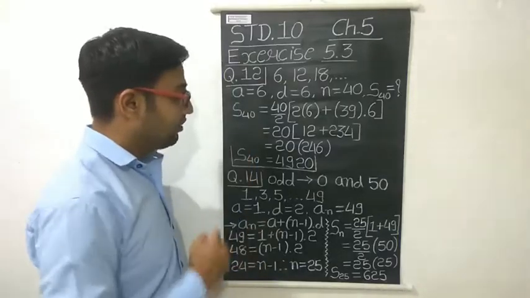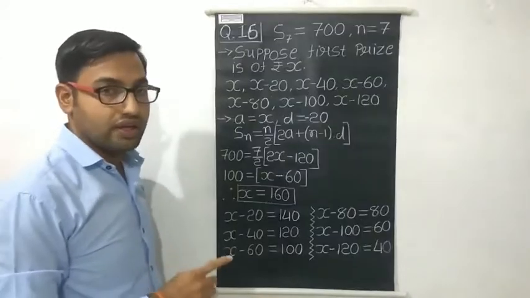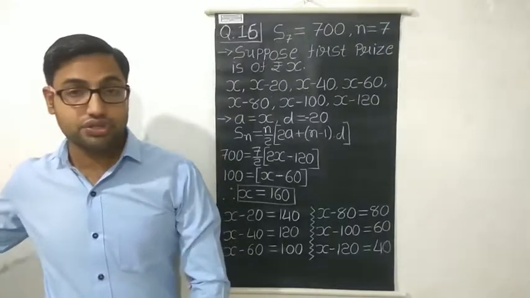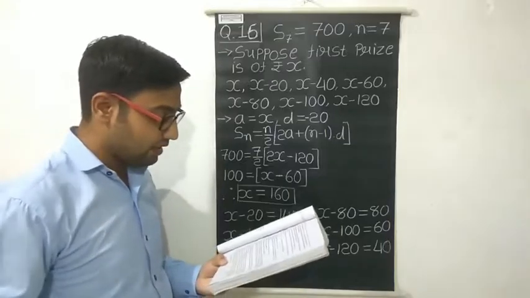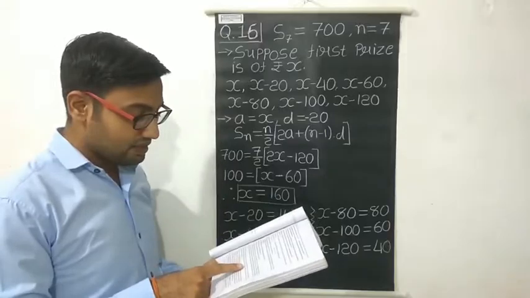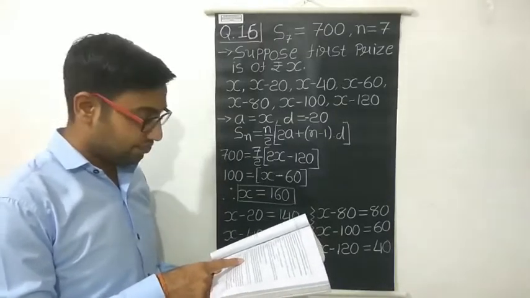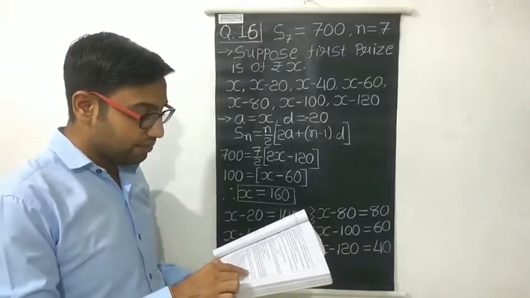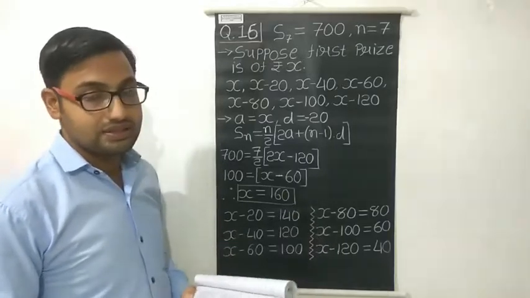Okay, so in this way we can solve this type of questions. Now let us study question number 16. What is the question? A sum of rupees 700 is to be used to give 7 cash prizes to students of a school for their overall academic performance. If each prize is rupees 20 less than its preceding prize, find the value of each of the prizes.